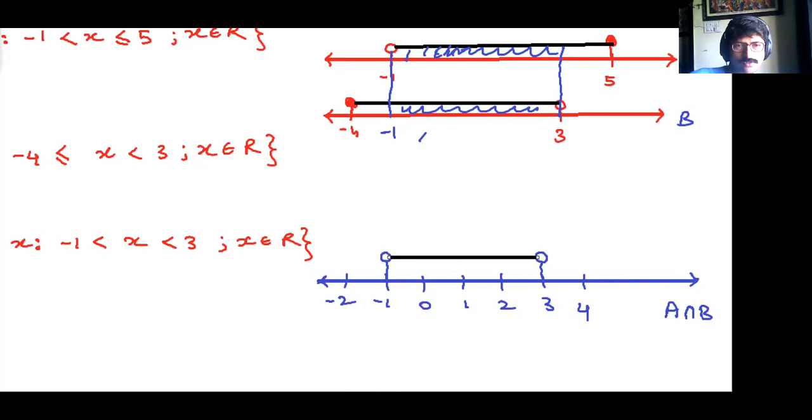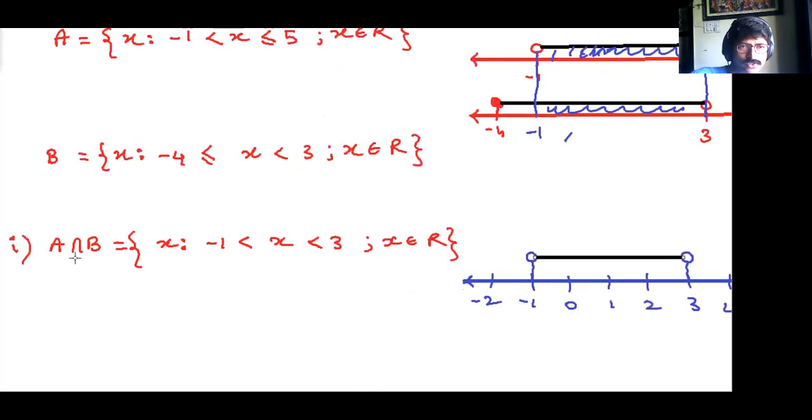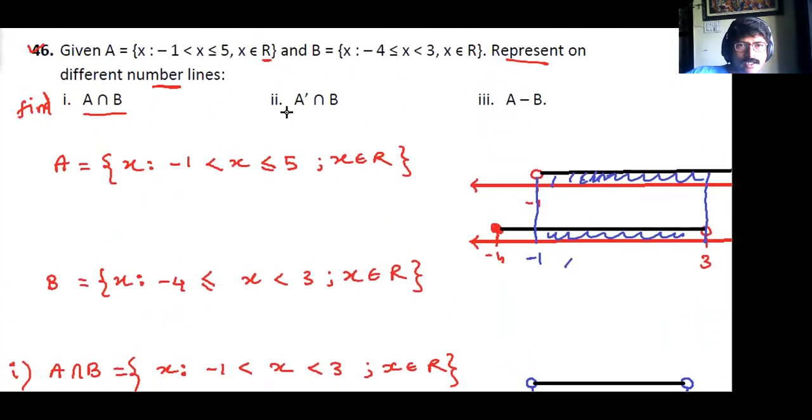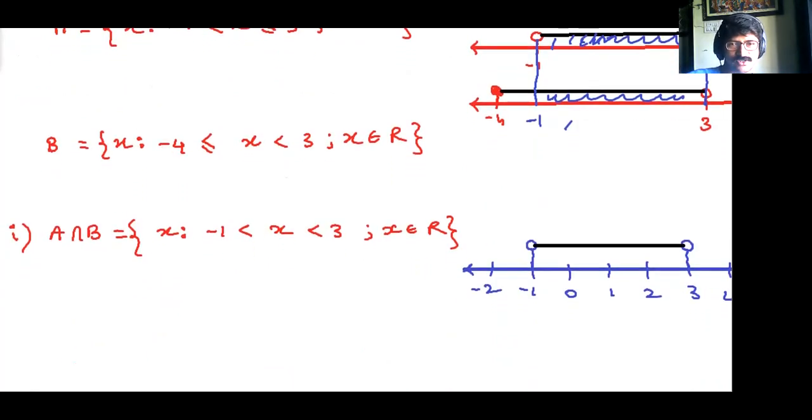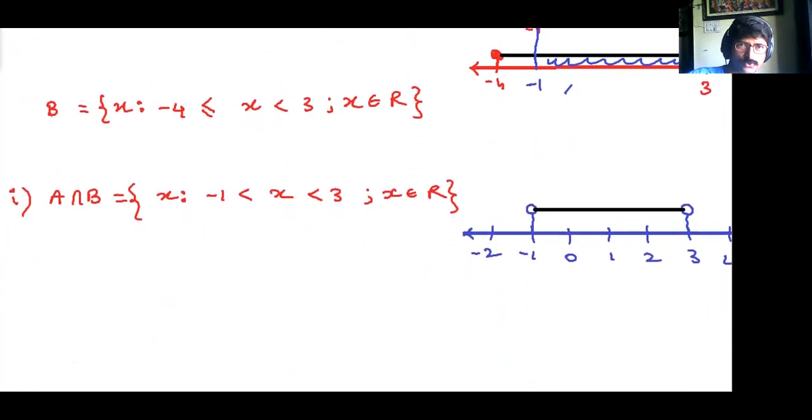What is the remaining portion? We found A intersection B. Now the next part is A complement intersection B. A complement intersection B would be B minus A basically, isn't it? And then you can find A minus B, and that's it. I hope you got the concept perfectly. How are you going to get A complement intersection B? I'll just show you. What is the second part? A complement intersection B.